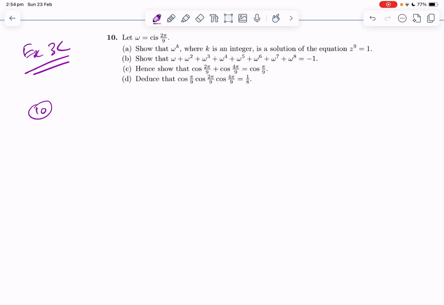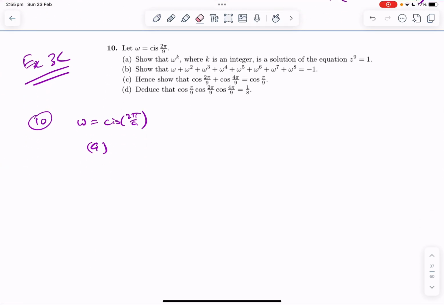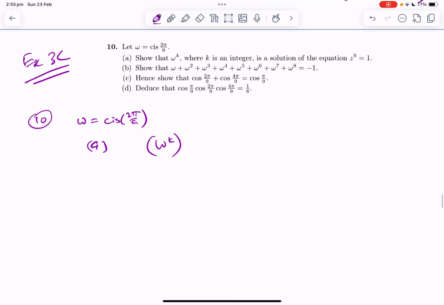So you're asked to imagine that omega happens to be the cis of 2 pi on 9, being the solution to, here we are. And so A, it's saying, does omega to the K solve that equation? So omega to the K to the power of 9 is obviously omega to the 9K, and probably the smarter way to write that would be omega to the 9th, all to the power of K.